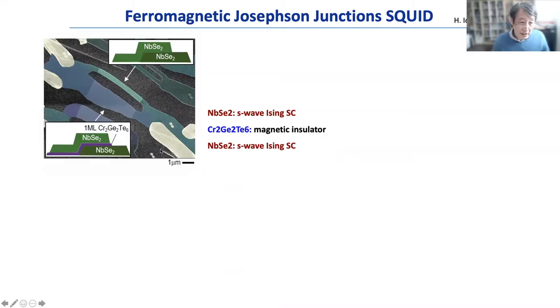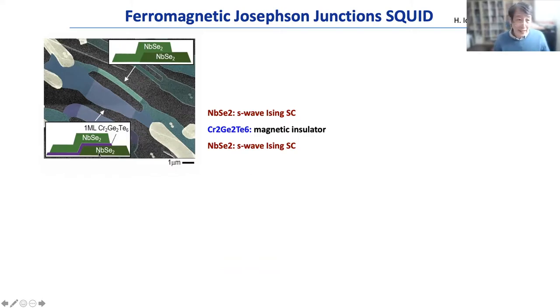A good example in this particular case is a combination of niobium diselenide and chromium germanium telluride, which is a magnetic system. Again, niobium diselenide, and this chromium germanium telluride is a magnetic insulator. So if you have a very thin magnetic insulator and put them together, basically you have Josephson junctions, and the Cooper pair can in principle tunnel between them. But it is spin polarized, such that it can induce a phase shift of the tunneling Cooper pair across the magnetic insulator weak link.